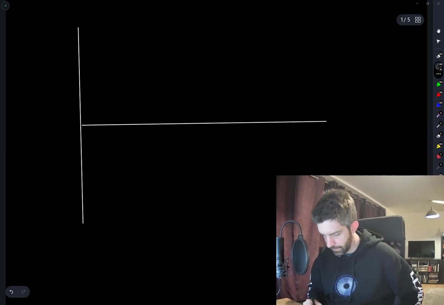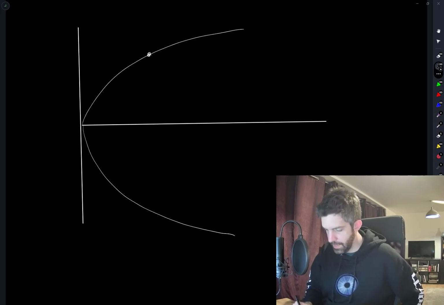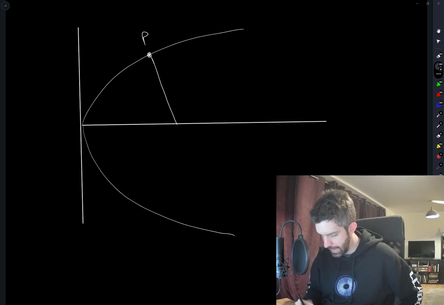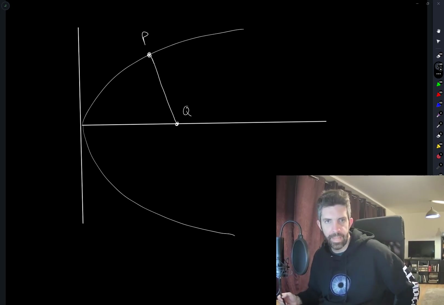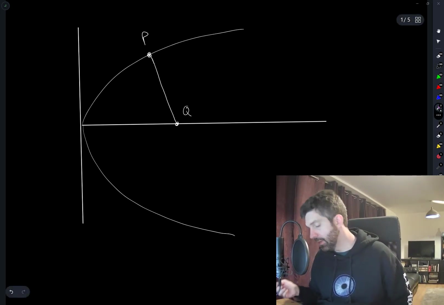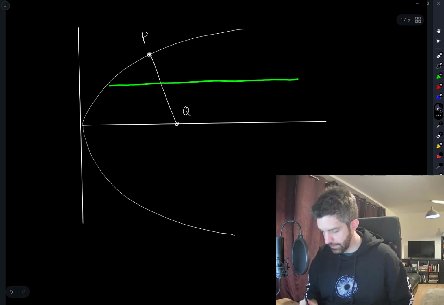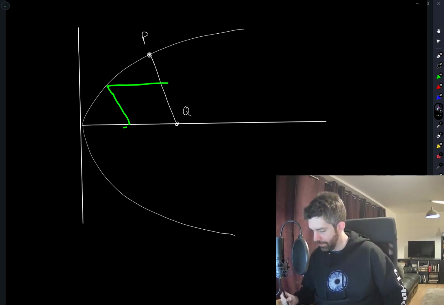Okay, well, this parabola looks something like this. Take a point P. We have a normal line. It meets the x-axis at Q. And F is the focus of the parabola. I think one definition of the focus, I think there are many, is that if you draw a straight line like this and then reflect it off the parabola, it's where it meets the x-axis.